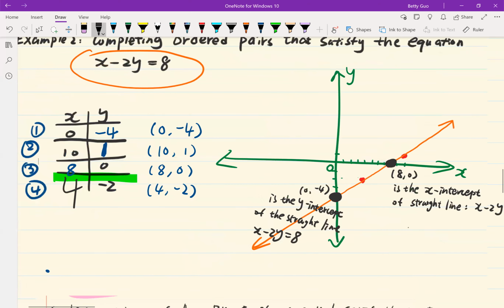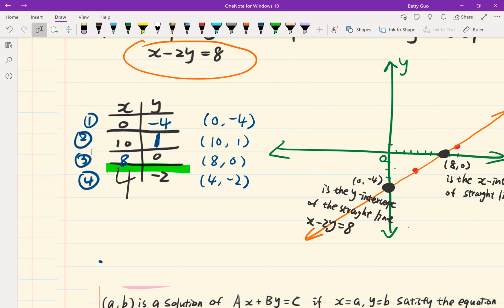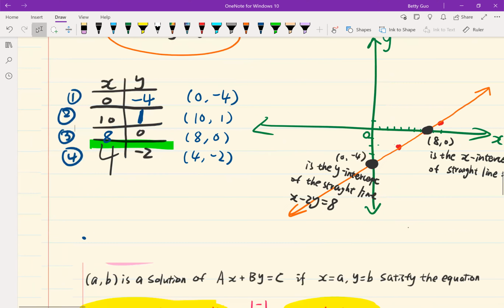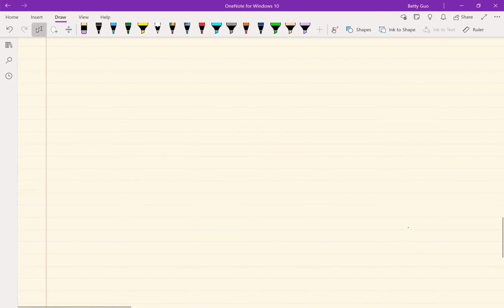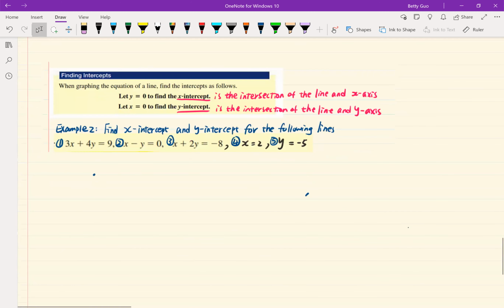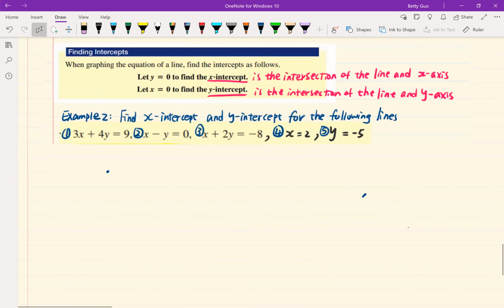So let's look at the examples. We're going to see how do we find x-intercept and y-intercept for a given straight line. Let me find my example. Here, yeah. Finding intercepts. Let's look at the definition. When graphing the equation of a line, find the intercepts as follows. Let y be 0 to find the x-intercept. Let x be 0 to find the y-intercept. X-intercept is the intersection of the line and the x-axis. Y-intercept is the intersection of the line and the y-axis.